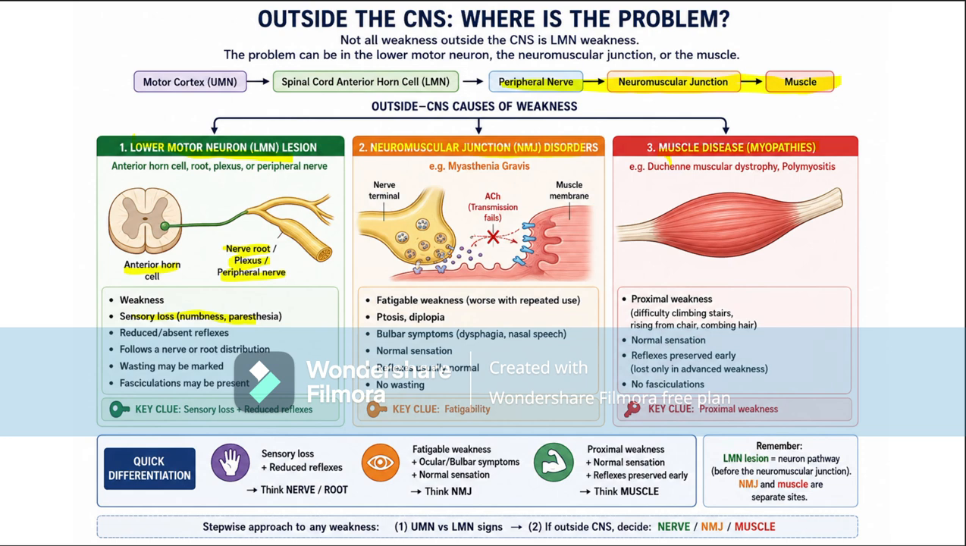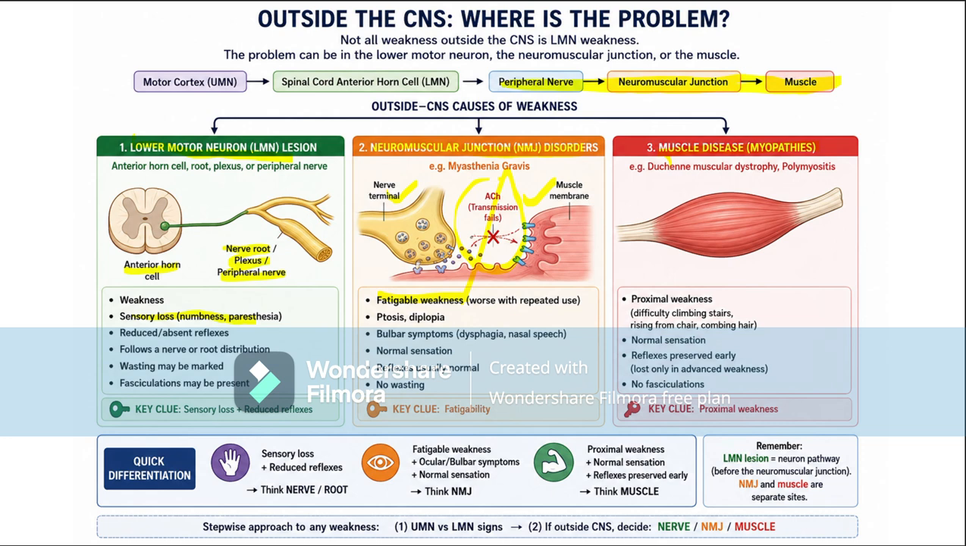In neuromuscular junction disorders, the nerve and muscle may be structurally intact, but transmission between them fails. The key clue is fatigable weakness. Symptoms get worse with repeated use. That is why Myasthenia gravis commonly presents with ptosis, diplopia, bulbar symptoms, normal sensation, and usually normal reflexes.